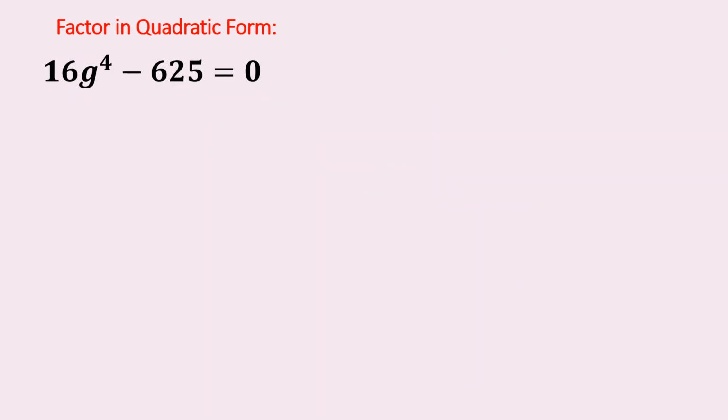Let's do another one. 16g to the 4th minus 625. This one's equal to 0, which means we have to solve it along with factoring it. This is almost a difference of squares problem where we can square root them, but the issue is that our square roots are too large. If we look for a GCF, we'll see that there isn't one. We're stuck with the problem as it is here.